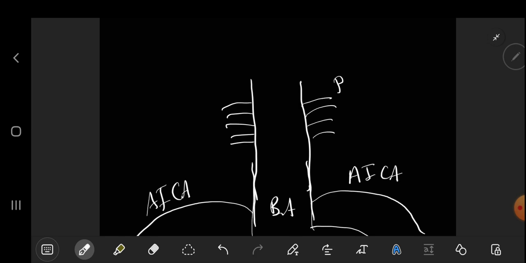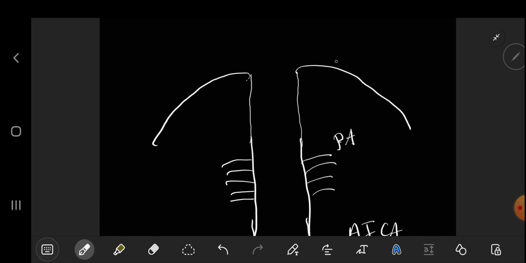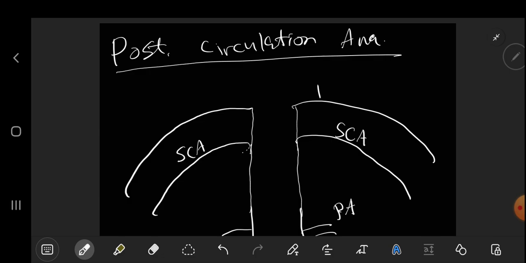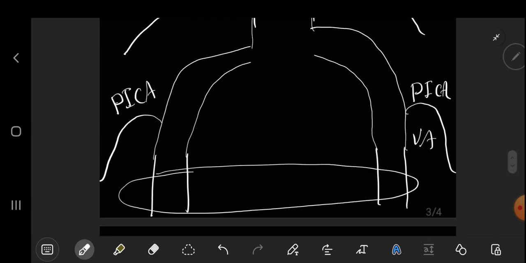Now when we continue with the basilar artery, we will see perforating arteries here, also known as the pontine arteries, right over here. And if we continue with the basilar artery, we will see here the superior cerebellar artery on both sides. And if we continue, and we will end this here, we will see the posterior cerebral artery. Now we are going to the cerebrum.